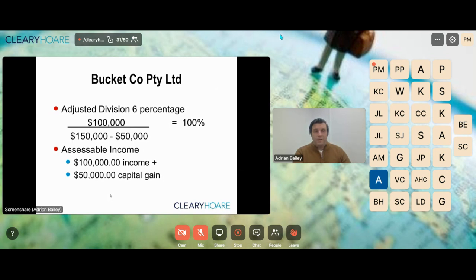So at the end of the day, Bucket Co.'s tax would be the $100,000 of income it receives separately, so the normal ordinary income, and then $50,000 of capital gain. We know a company can't access the discount capital gain, so the company is going to get taxed on that full $50,000. Our clients are not going to be particularly happy in that scenario that we haven't got our streaming resolution correct.